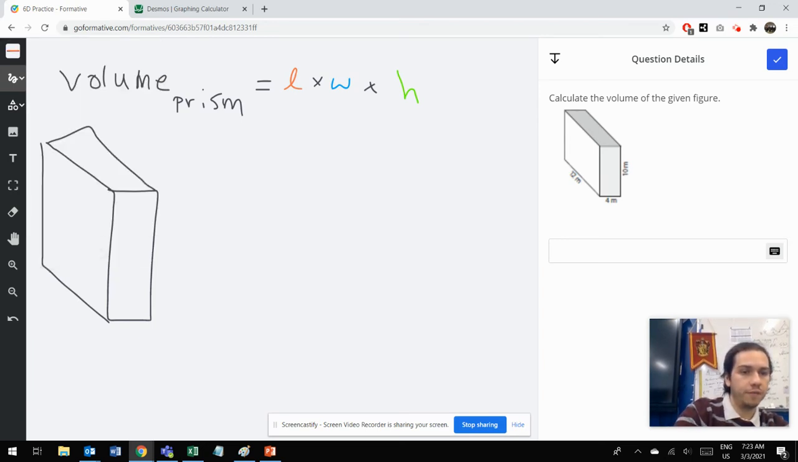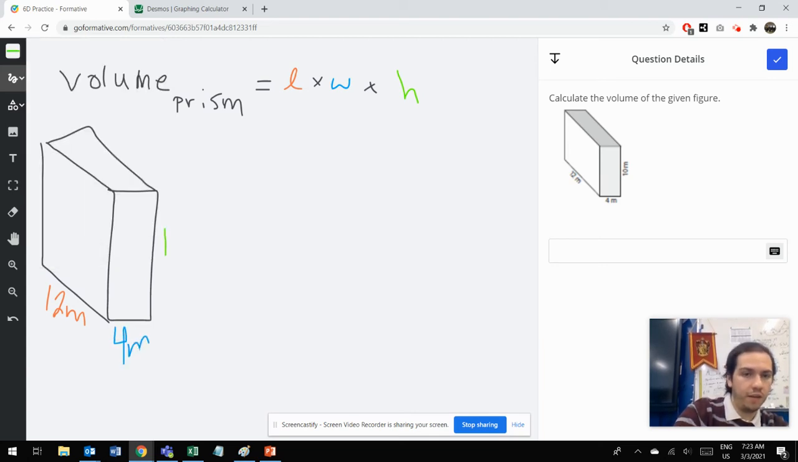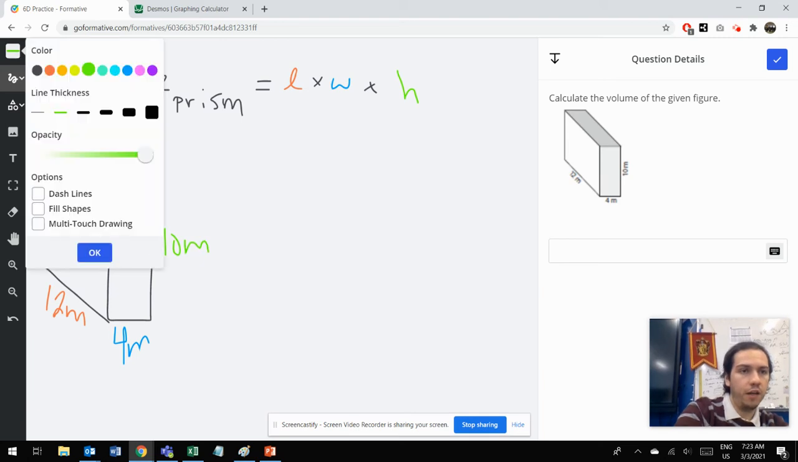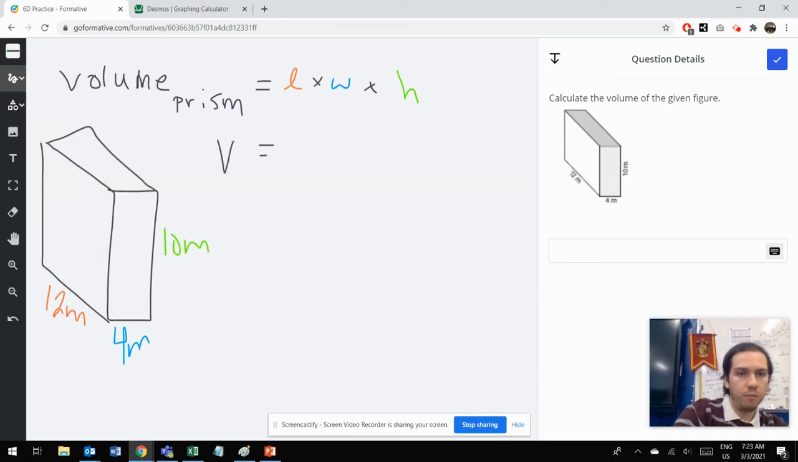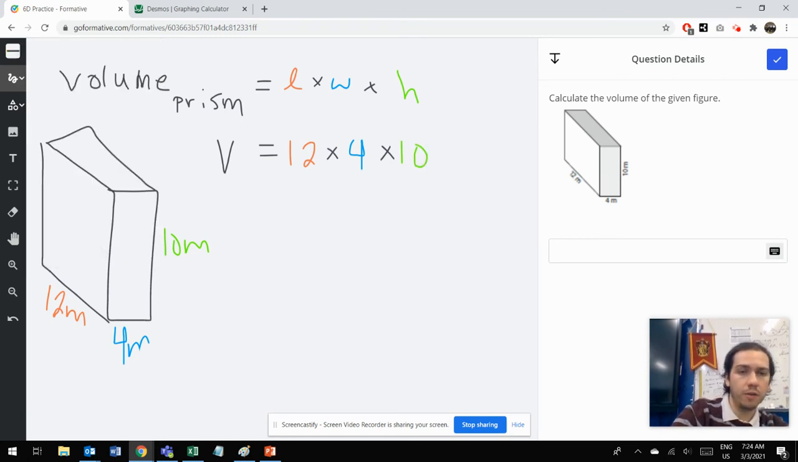The length is just going to be this 12 meters over here. The width is going to be this 4 over here. And then the height is going to be this 10 right here. So all I need to do is multiply each of these values. I have 12 times 4 times 10. You'll notice I didn't write meters. Let's just mentally remember that there are meters. We don't have to write it, but we just know these are meters. Okay, so 12 times 4 times 10.